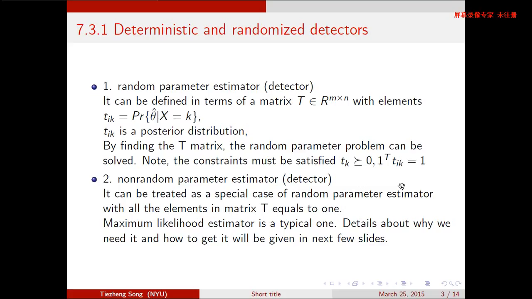These are two constraints. The first one is to make sure that this value is non-negative and sums to 1. The second one is non-random parameter estimator. It can be treated as a special case of random parameter estimator, with all the elements in the matrix T equal to 1. Maximum likelihood estimator is the typical one.